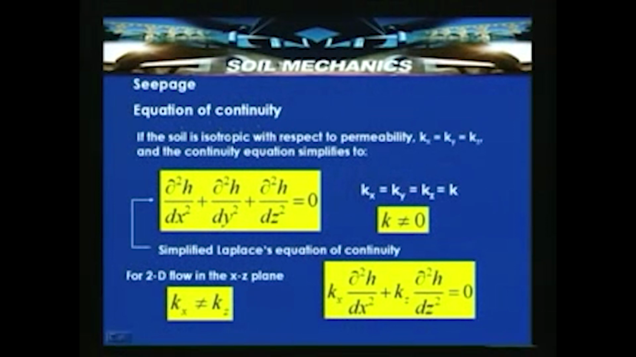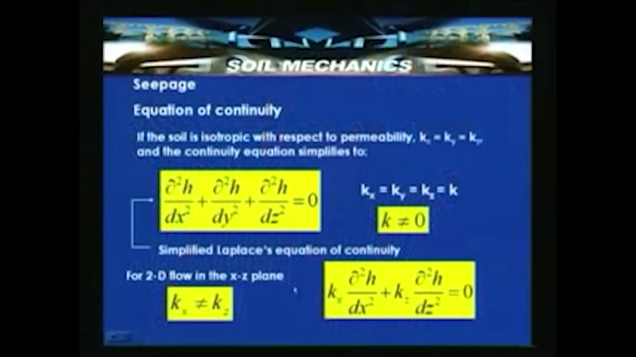So, the equation of continuity can be simplified now, if the soil is isotropic with respect to the permeability, kx, ky, kz. The continuity equation simplifies because kx is equal to ky is equal to kz is equal to k in case of an isotropic soil. In that case, as k is not equal to 0, the coefficient of permeability cannot be 0, we can say that ∂²h/∂x² plus ∂²h/∂y² plus ∂²h/∂z² is equal to 0, which is the simplified Laplace's equation of continuity. Very important expression, which helps in solving some of the 2-dimensional problems for flow of water through soils.